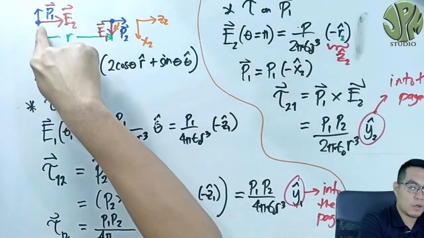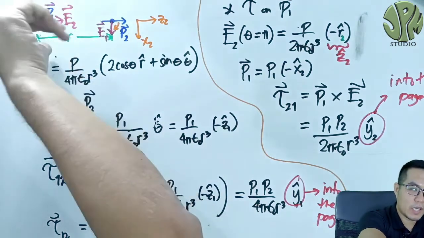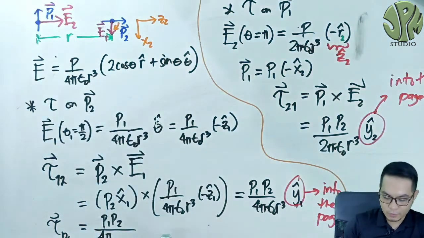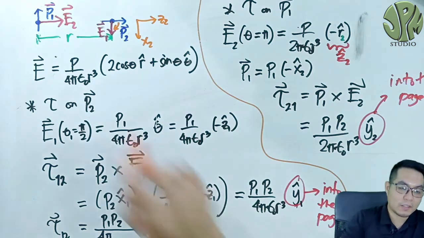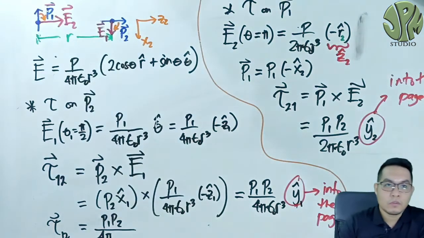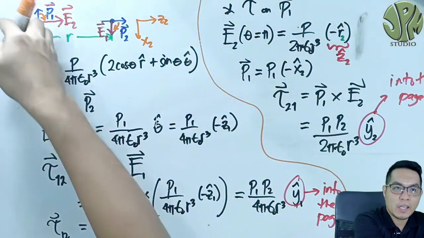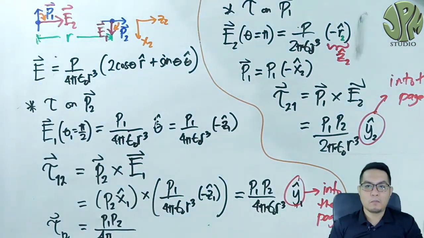So the torque on P1 is into the page, meaning the rotation is still clockwise, which makes sense because the electric field is here. The dipole moment will try to align with the electric field. That is why it will rotate in a clockwise manner.